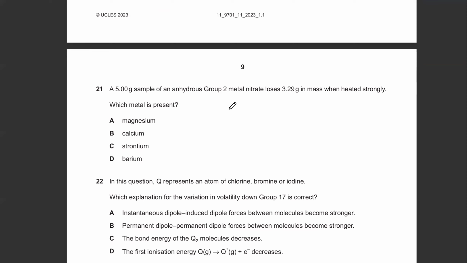Actually, try doing this one. A 5-gram sample of a group 2 nitrate loses 3.29 grams in mass when heated strongly. Which metal is present? How would you solve this? I can write the general equation for the decomposition of nitrates. Okay.